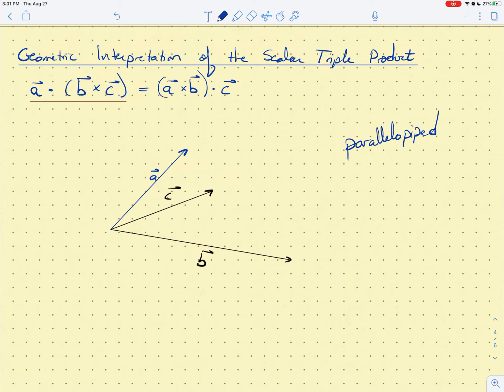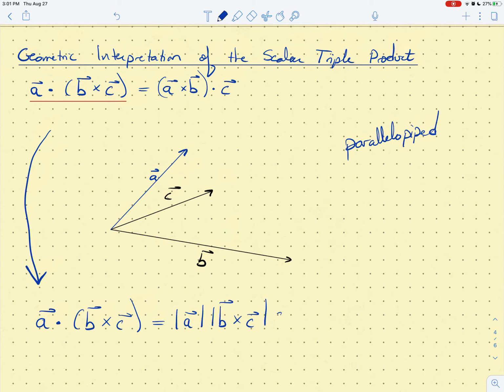All right, and so I'm interested in thinking about what this has to do with the associated parallelepiped. So let's start with this formula, and let's realize that A dot B cross C, by the property that we discovered in the last section, is the same thing as the length of A times the length of B cross C times the cosine of theta.